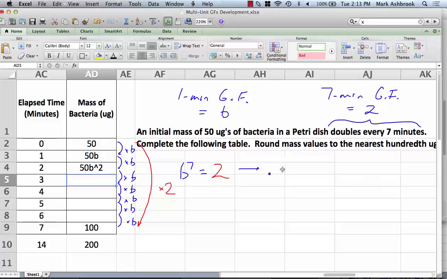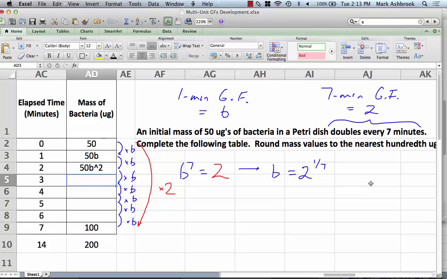How do we solve for B? Take both sides to the 7th root, 1/7 power. Okay? I did it a lot easier than that, through a different method. I just put to the 1/7 and solved. But that's assuming you knew what it was. We didn't know what it was. But I took 50 times 2 to the 1/7, and that gave me my 1 unit growth factor.